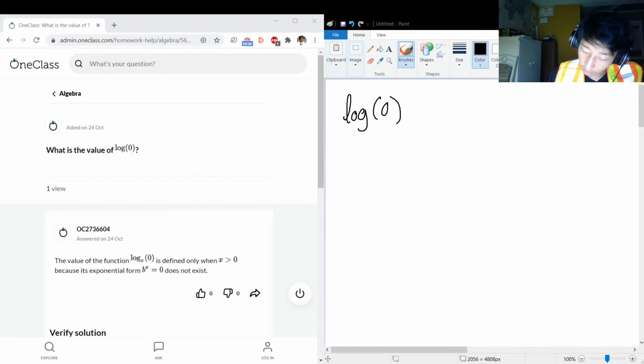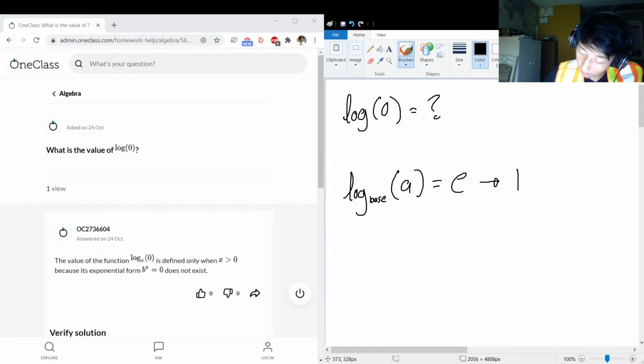So suppose we have something like this. Log, the base can be, let's say, base b of A is equal to C. This basically means that b to the power of C is equal to A. Okay, let's do that down here.